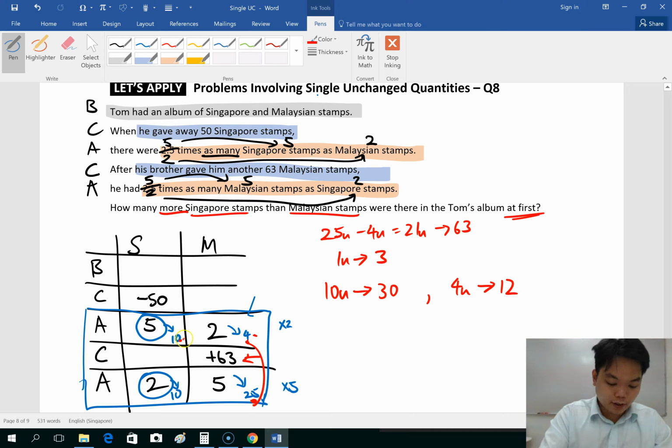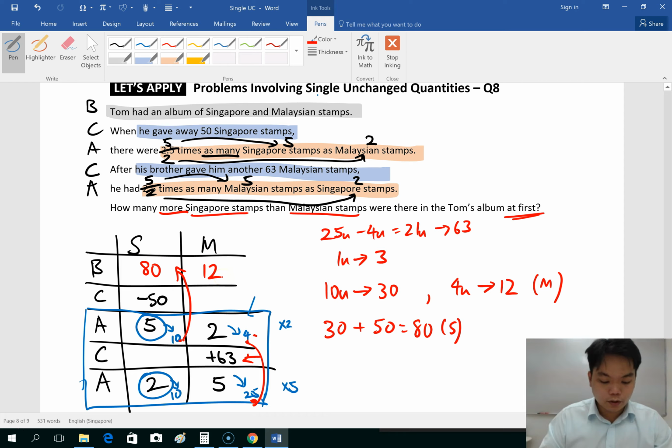Now keep in mind that this is 30. When you work backwards here, there must be 30 plus 50, a total of 80 Singapore stamps and a total of 12 Malaysian stamps at first. So the difference is simply 80 minus 12 to give us 68.